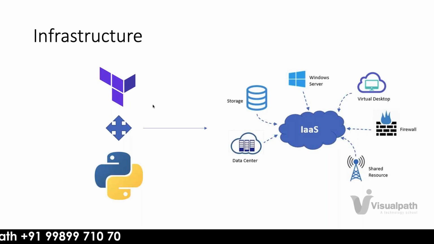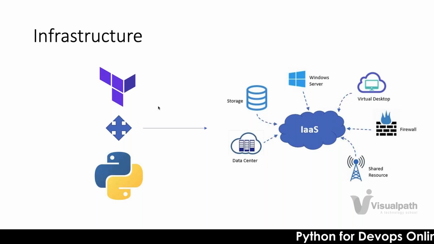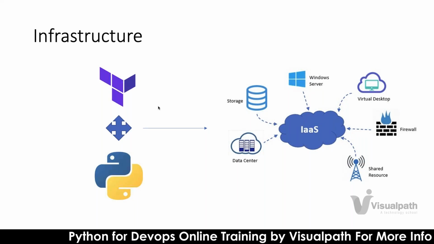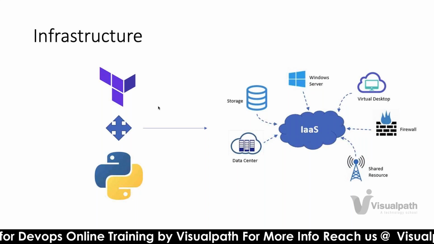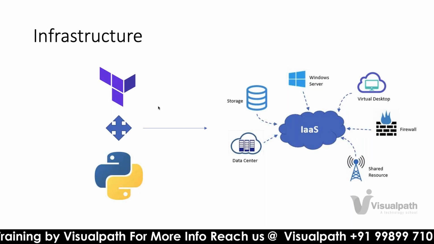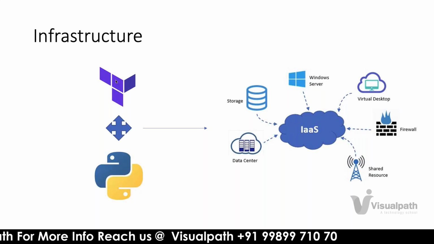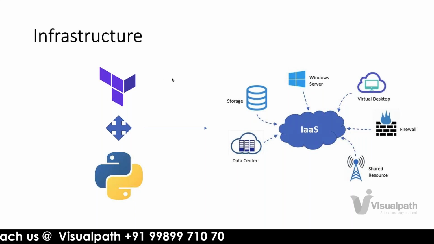Okay, so other than Terraform we have many other things, but as Terraform is widely used by organizations, I have chosen Terraform. Terraform supports more than 45 cloud vendors, so that's the importance of Terraform. What we are doing is using Terraform for cloud infrastructure provisioning and Python for automation.